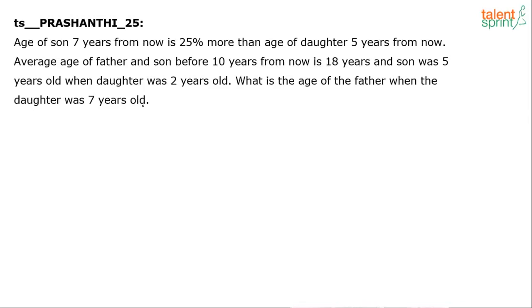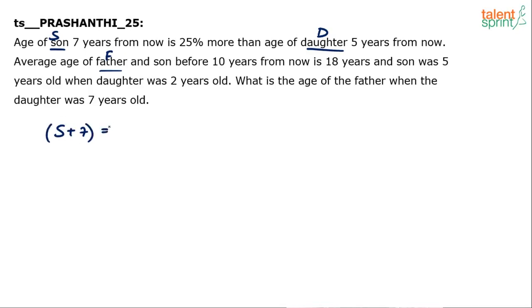So basically, if you understand, there are three persons involved here: son, the daughter, and the father. Let's assume their ages are S, D, and F respectively, right? Now frame the equations according to the given question. Age of son 7 years from now will be S plus 7. Their current ages are S, D, and F. So 7 years from now, son's age will become S plus 7.